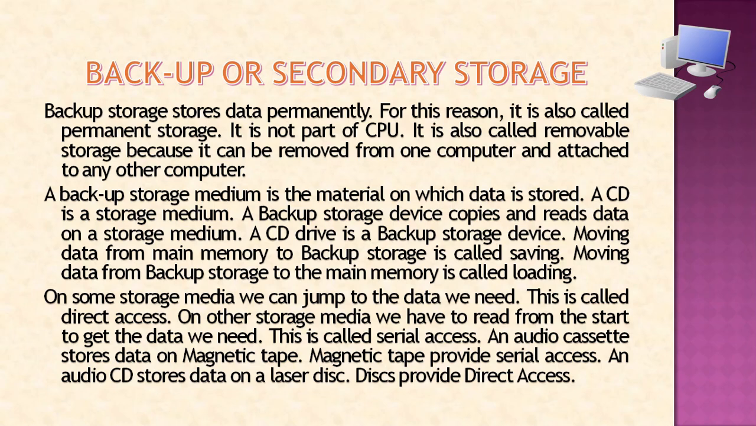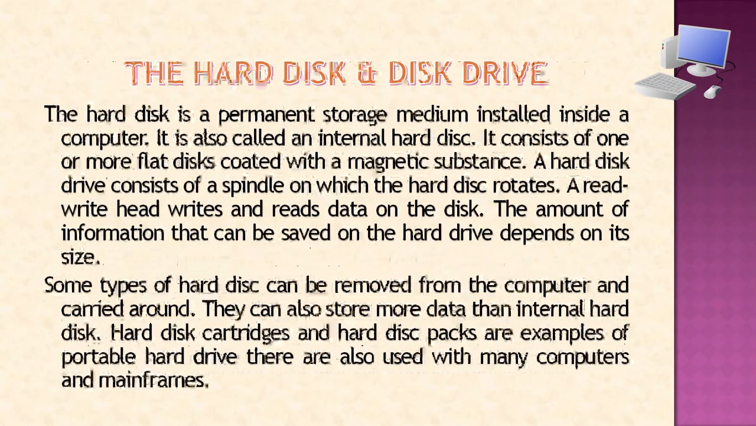On some storage media we can jump to the data we need. This is called direct access. On the other storage media we have to read from the start to get the data we need, that is called serial access. An audio cassette stores data on magnetic tape. So this is the example of serial access. An audio CD stores data on laser disc, that is the example of direct access.